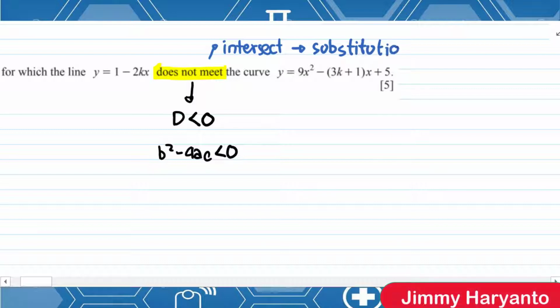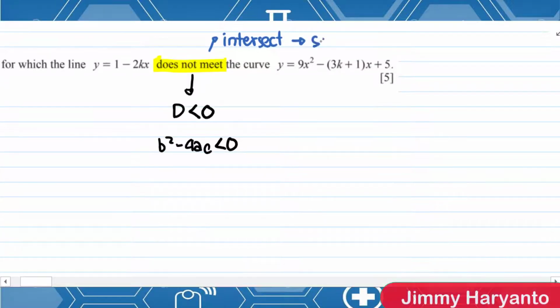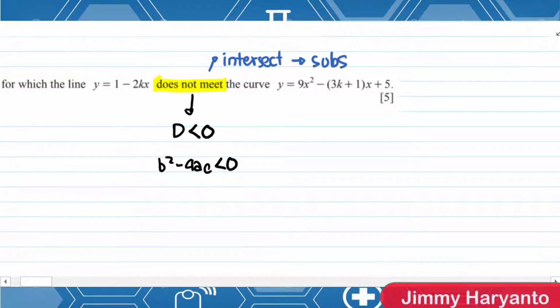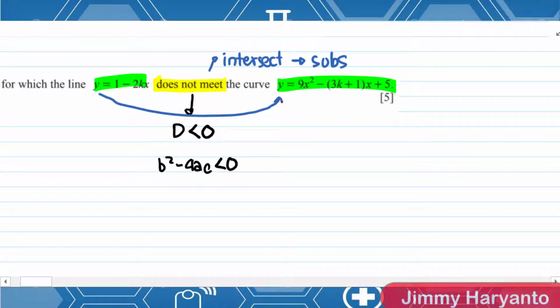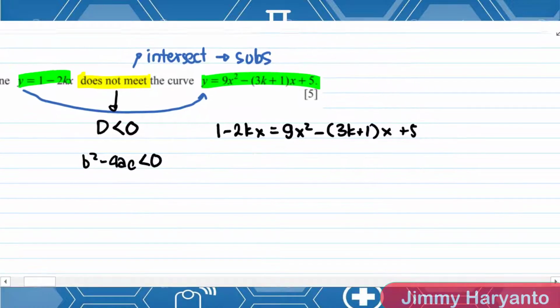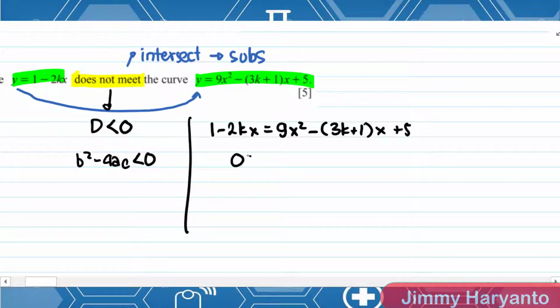Substitution, like this. So the way is, this line intersects with this curve, right? So we should change the y, substitute the y into the curve. So it will be 1 minus 2kx equals 9x squared minus in the bracket 3k plus 1 x and then plus 5. After that, we can move all of them to the right side.